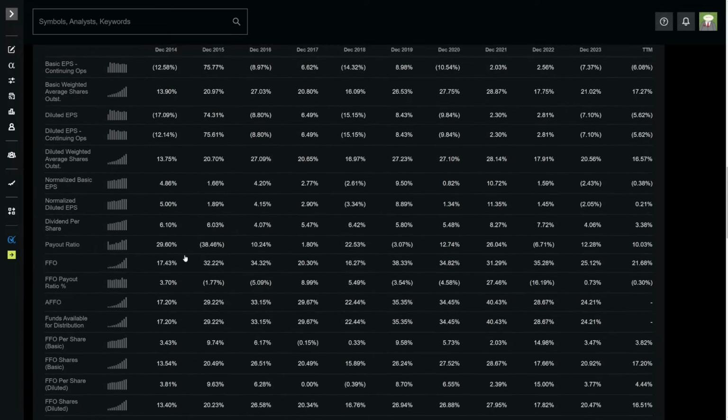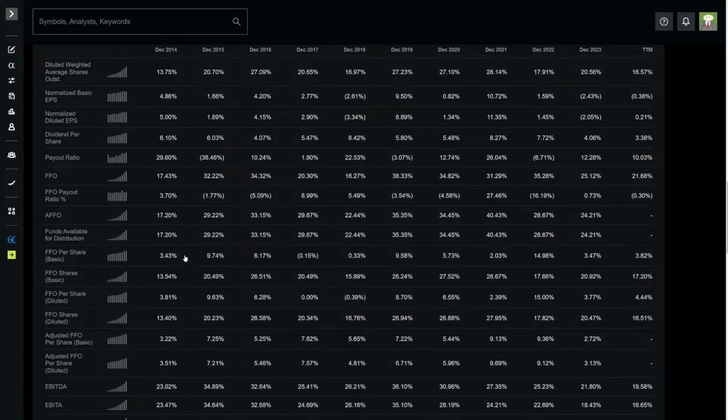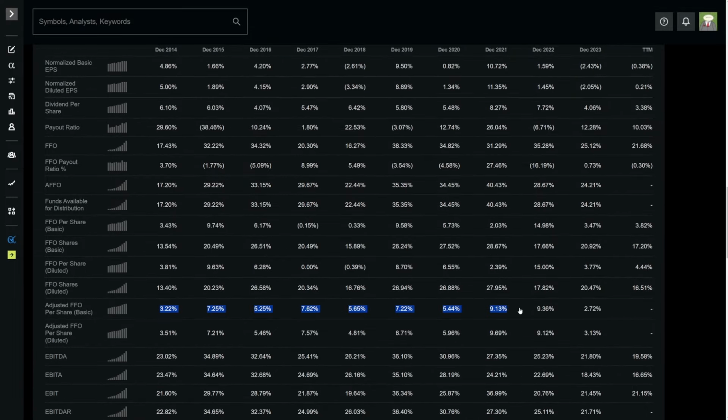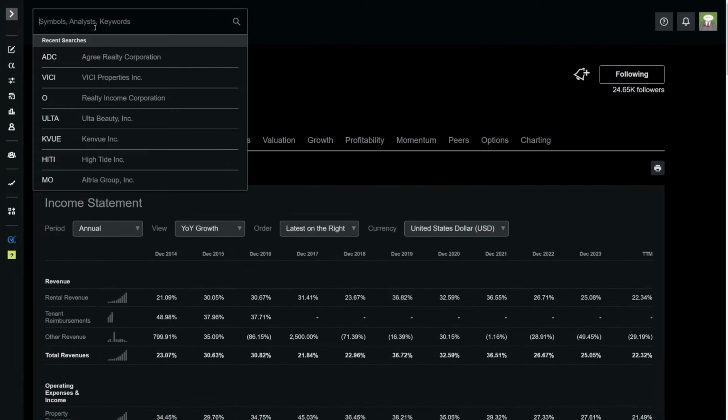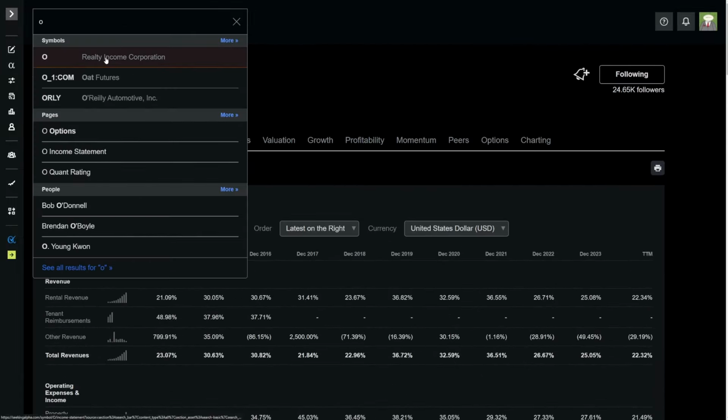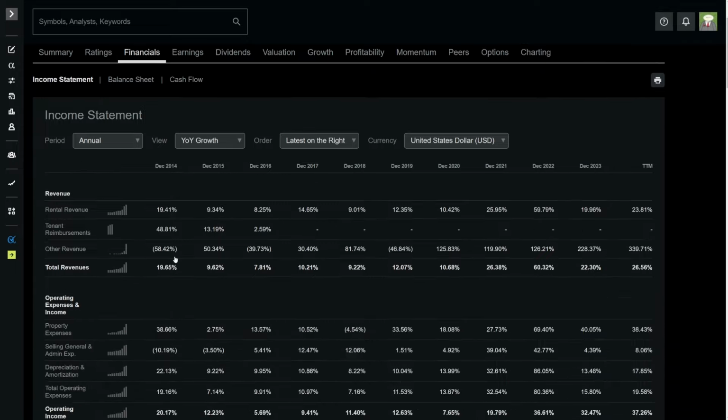And if you look at the total, the AFFO per share on a basic rate, we could see they're growing about 7%, 5.7%, 7%, 5%, 9%, 9%, and this is completely not finished. So about 5 to 8%, let's say, growth. Let's go to Realty Income, and let's compare that directly with Realty Income right now.